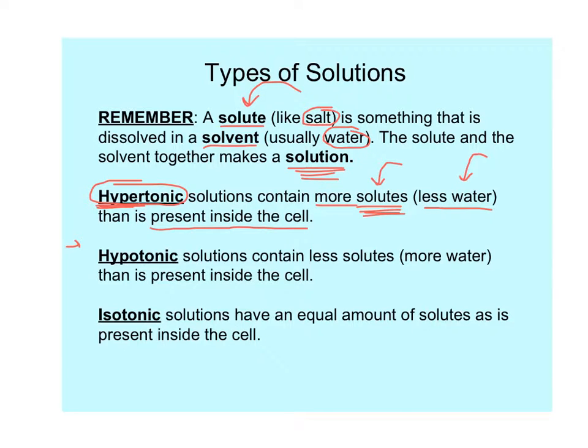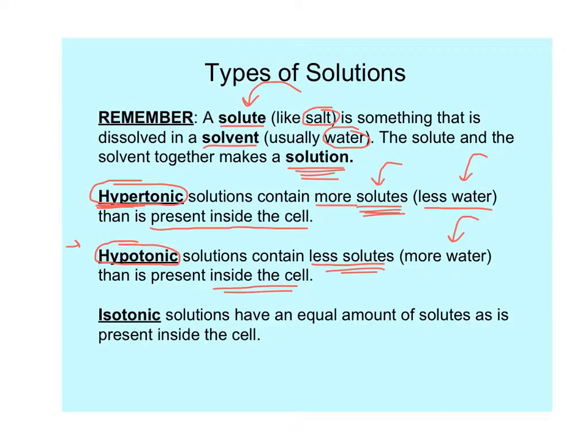Now, the opposite of that would be hypotonic. A hypotonic solution would contain less solutes than is inside the cell. And since it has less solutes than is inside the cell, it's going to have a higher percentage of water outside the cell than is inside the cell.